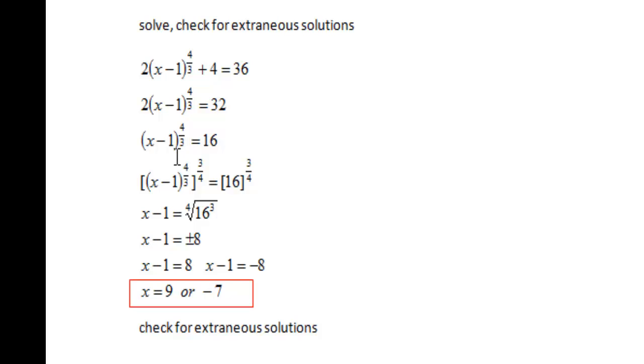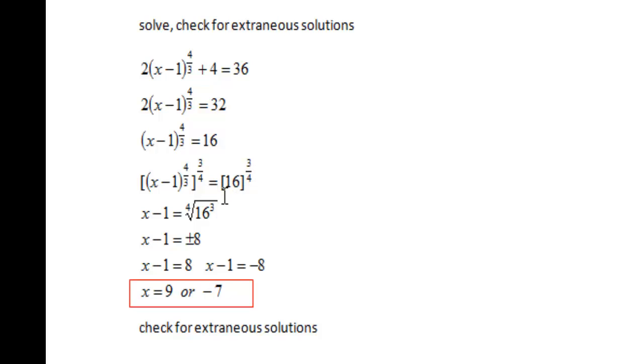or the reciprocal. So x minus 1 to the 4/3 all to the 3/4, because when you raise a power to a power, you multiply your exponents, and 4/3 times 3/4 is 1. X minus 1 to the 1st power is simply x minus 1. That's the whole reason you do this. And that equals 16 to the 3/4.